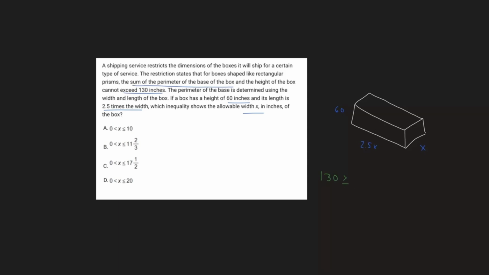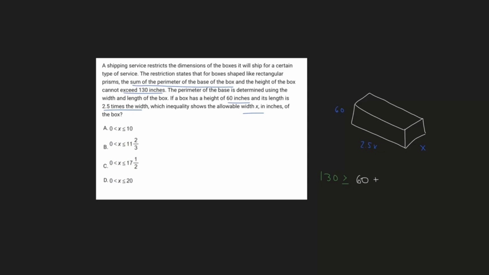All right, so now we need to find what the restriction actually is for the 130 inches, right? Well, it says right here, it's the sum of the perimeter of the base of the box and the height of the box. And so the height of the box, first off, we have a value of 60. So we have 60, and it's the sum. So we're going to add this to whatever we have with the perimeter of the base of the box.